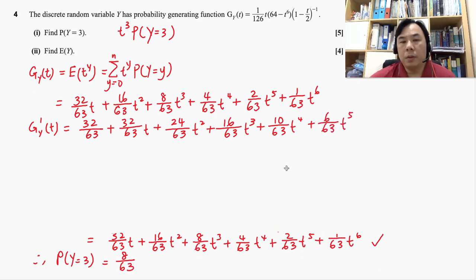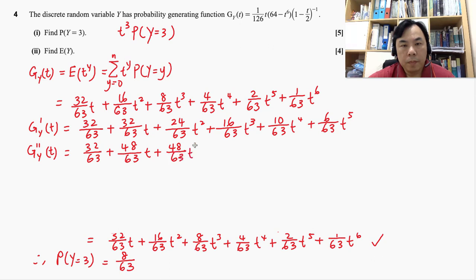Okay, so that's the first derivative. Then we can apply our second derivative. If you apply a second derivative, we will get this. Oops, there's no t here. Okay, so there you have it.